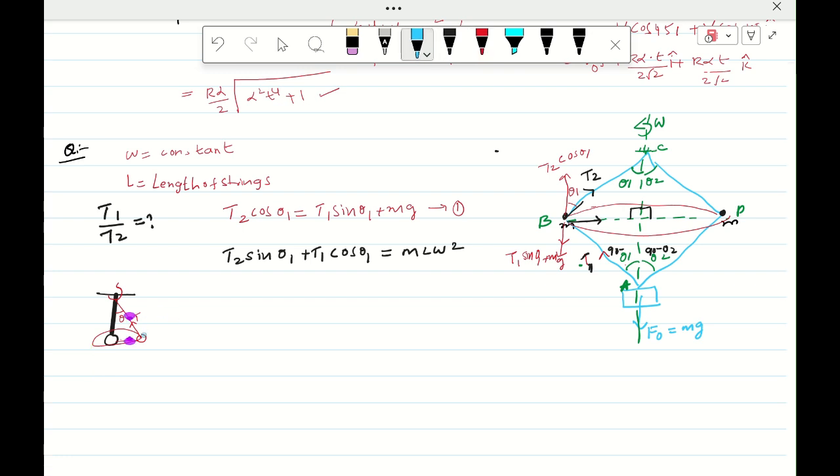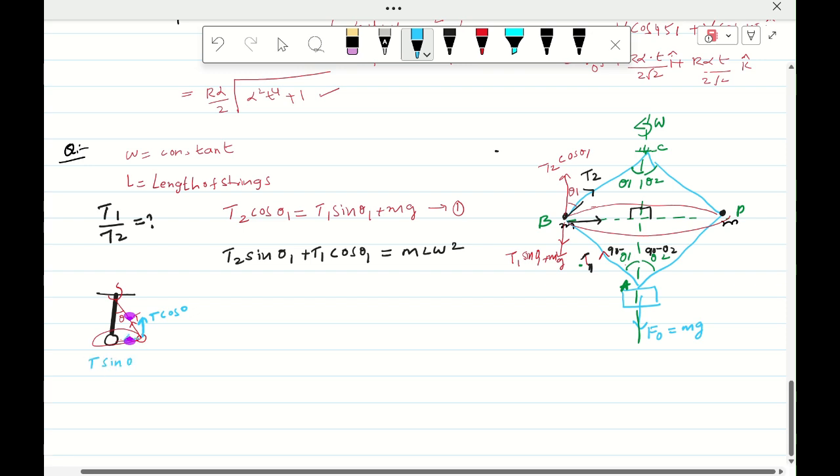So now this tension has two components: T cos theta and T sin theta. Here T sin theta is equal to m r omega square, where r is the radius. The length is L and the hypotenuse is L, therefore r is equal to L sin theta. So now T cos theta is equal to mg.